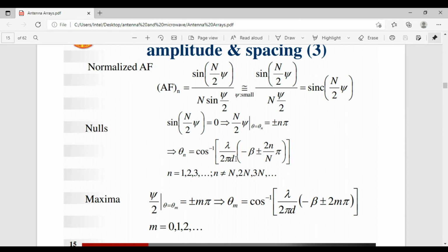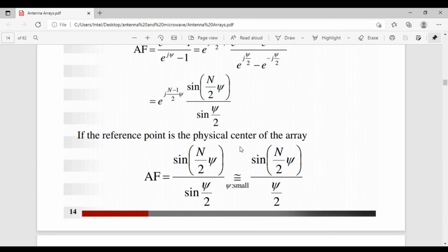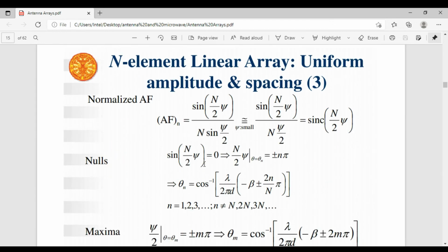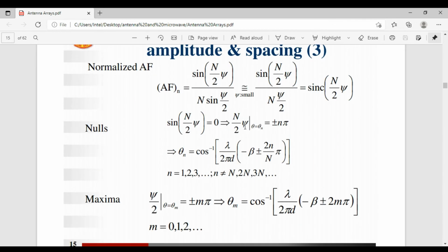These are the parameters we are considering. So it is the normalized array factor: sin(N psi/2) divided by N sin(psi/2). This is the array factor we found already. So it is N by 2, and psi is equal to, theta is equal to 0.